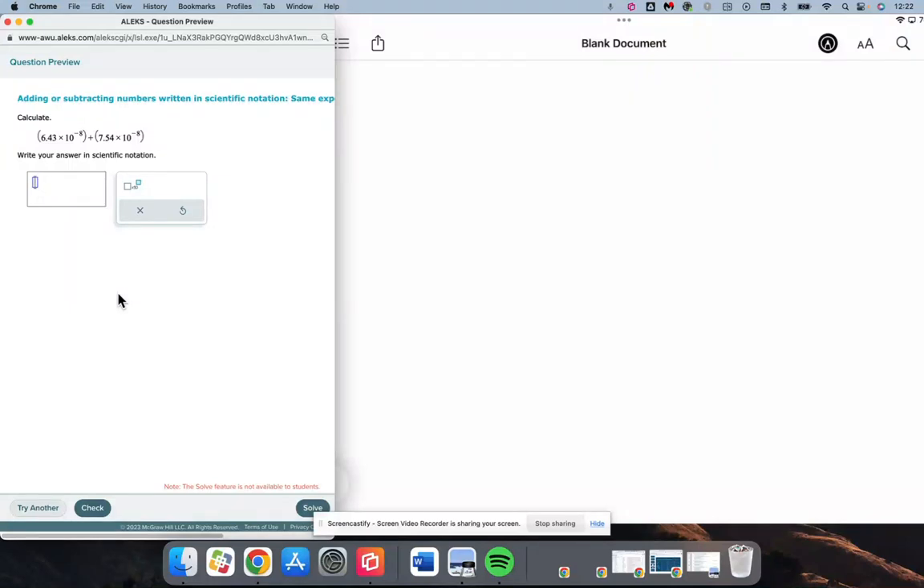Okay, and so this is same exponent but advanced. I think what they mean by advanced is they just put a negative exponent on there, which really doesn't change anything. Going to be exactly the same pretty much. And so we've got 6.43 times 10 to the negative 8 plus 7.54 times 10 to the negative 8. And so we're going to add those two numbers up, keep the same exponent, and we're done.